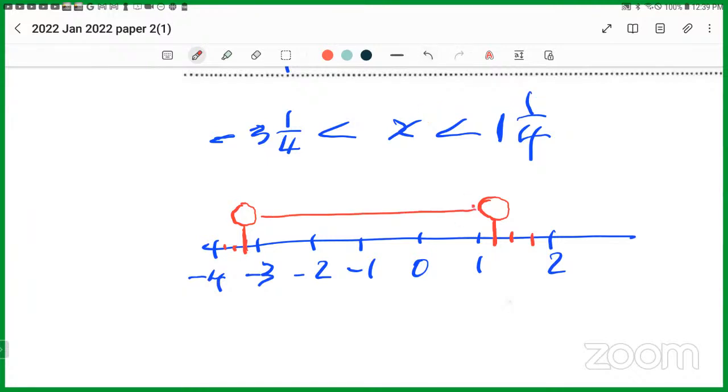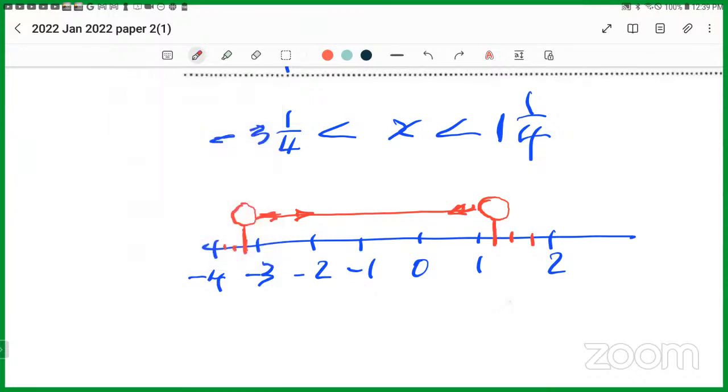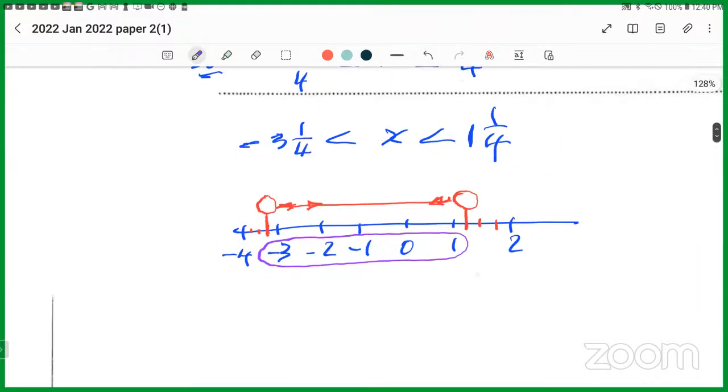Your x values are between there. That's the number line for this inequality. So where are the integer values? These are the integer values that are valid within the region between these two red marks. See them here? The whole number values. So the answer would be x equals -3, -2, -1, 0, and 1. Those are all your integer values for this interval.